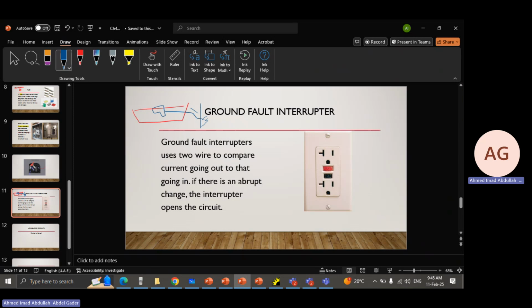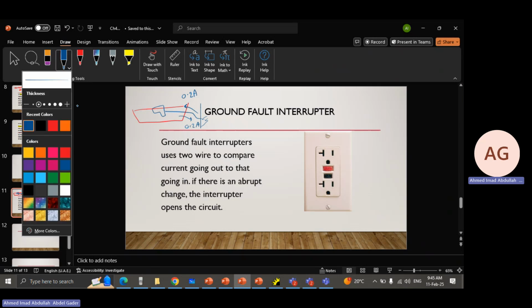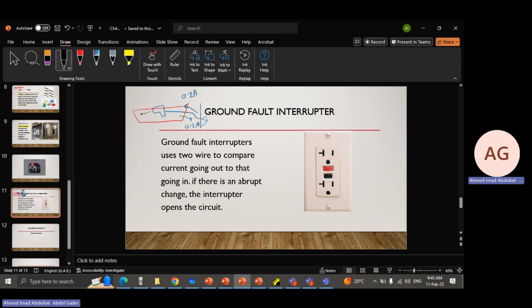Now, the current going out, let's suppose, has a value of 0.2 amps. And the current going back in equals 0.2 amps. Now, if this hairdryer were to fall into water, what happens is, since water is a conductor, some of the current will leak into the water, potentially causing danger to whoever's in the bath. So in this case, the current going back into the socket would equal something lower. So let's say 0.1 amp.